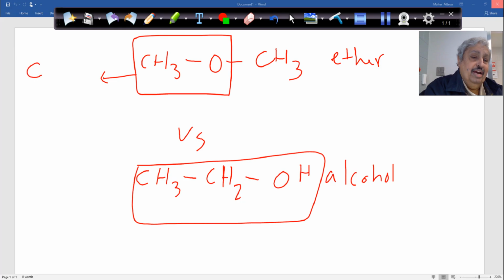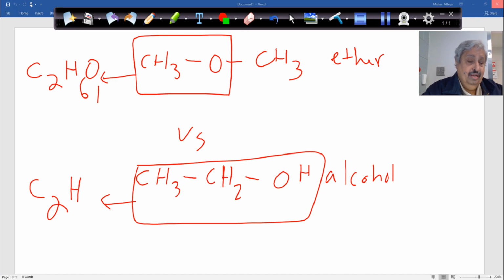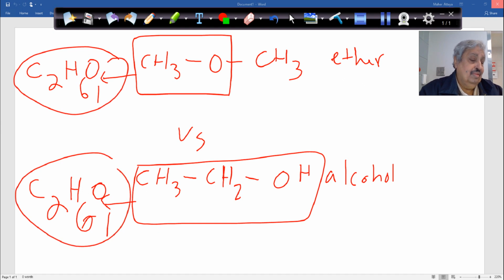How many carbons do we have here? 2. How many hydrogens? 6. How many oxygen? 1. How about here? How many carbon? 2. How many hydrogen? How many oxygen? Are those the same? That's what we call isomerism.